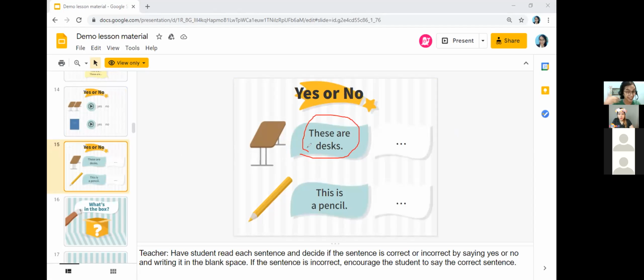These is desk. These are desk. Desks. Good. These are desks. Yes. No.